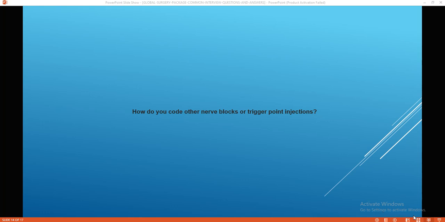Next question, how do you code other nerve blocks or trigger point injections? The most common nerve block we will encounter in the emergency department is the dental block. Dental, femoral and hematoma blocks are common and these are separately reportable in emergency department coding, and we need to use these blocks along with the E&M level. For trigger point injections, we need to check the payer guidelines, and also trigger point injections are separately billable procedures.